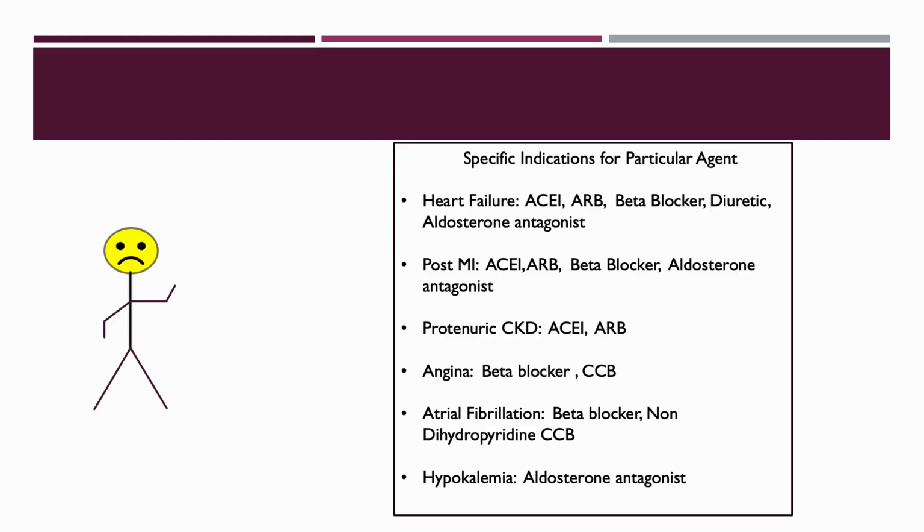Post-MI, ACE inhibitor, ARB, beta blockers, aldosterone antagonists again. For proteinuric CKD, ACE inhibitors and ARBs prevent progression to end-stage renal disease. For patients with angina, beta blocker and calcium channel blocker. For patients with atrial fibrillation, beta blockers and non-dihydropyridine calcium channel blockers. For patients with underlying hypokalemia, aldosterone antagonist will be helpful.